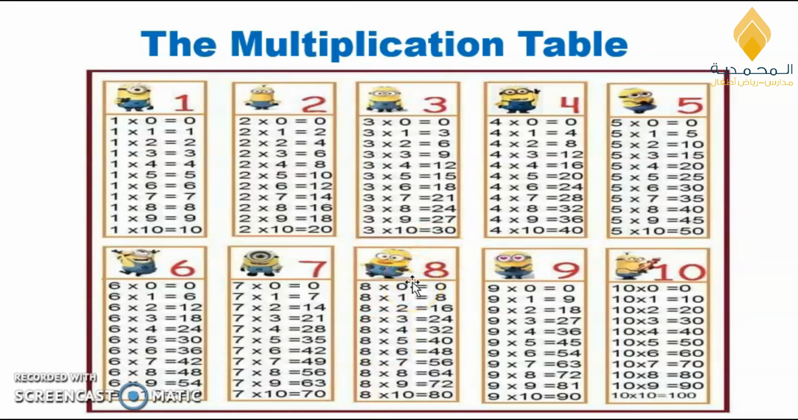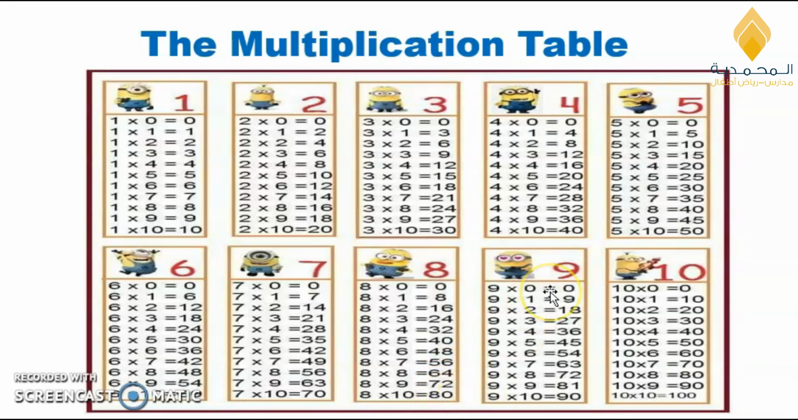Then the multiplication table of the number 8. 8 times 0 is 0. 8 times 1 is 8. 8 times 2 is 16. 8 times 3 is 24. 8 times 4 is 32. 8 times 5 is 40. 8 times 6 is 48. 8 times 7 is 56. 8 times 8 is 64. 8 times 9 is 72. 8 times 10 is 80.